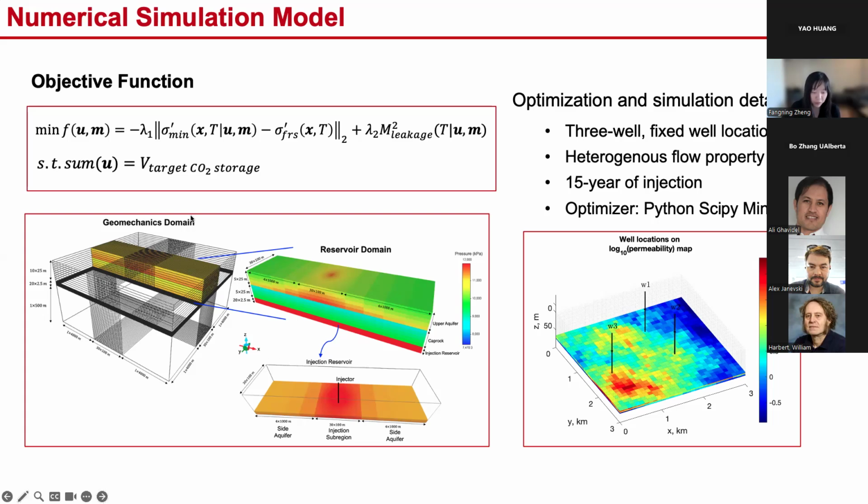I then build this numerical simulation model in CMG again, for a dual grid system with the injection reservoir grid in the middle, which is shown by this colorful rectangular shape here. And then we also have the underburden and side burdens to represent a larger geomechanical field. So we have a heterogeneous permeability field again in the middle of the reservoir domain to accommodate 3 injection wells. They have a fixed location and inject CO2 for 15 years.